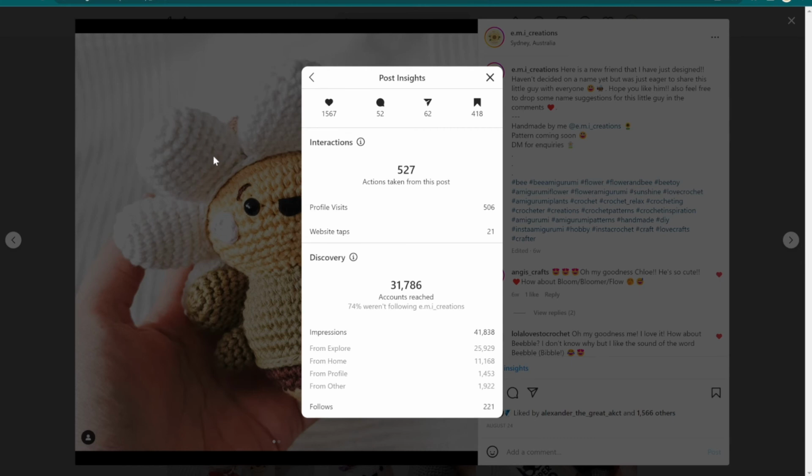And again, it is free. So what an easy way just to get an idea of how well a particular pattern may do before you even set it up onto your website or on your Etsy.